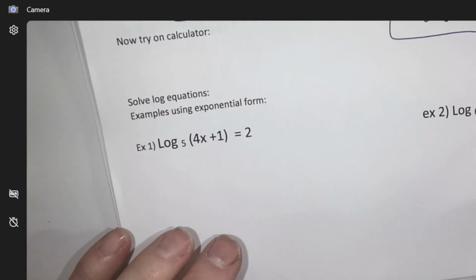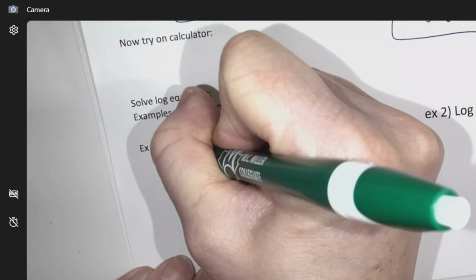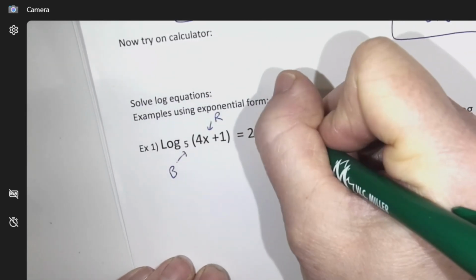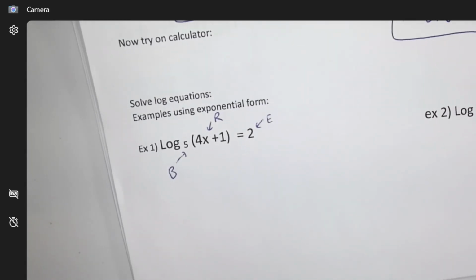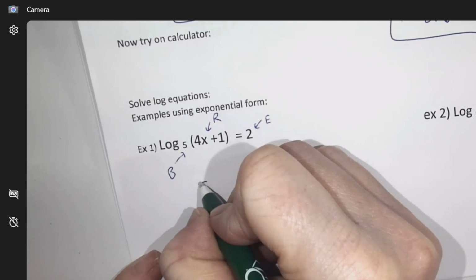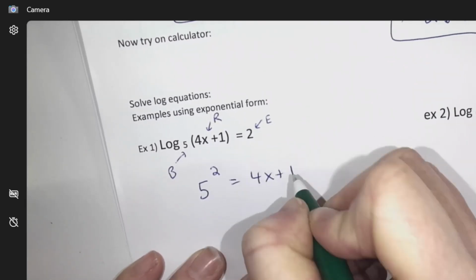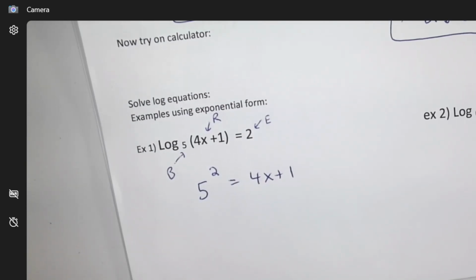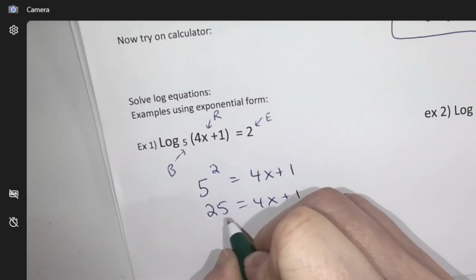Okay, solving some equations. So here we go. This is the base, result, exponent, right? You got all your components down now? Base, result, exponent. Can you change it for me? Can you put it into exponential format? So it's in log format. Can you change it like we did at the top? So base exponent equals result. So 25 equals 4x plus 1 minus 1.